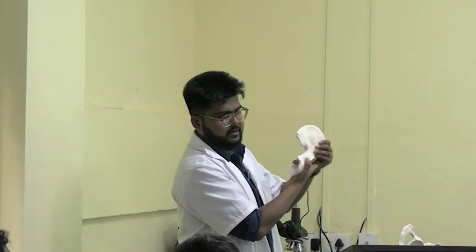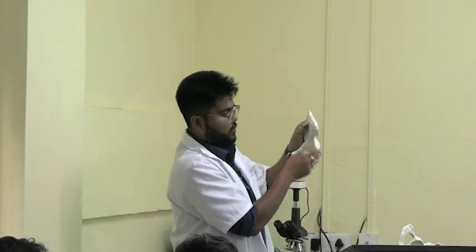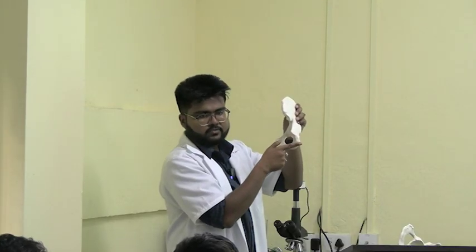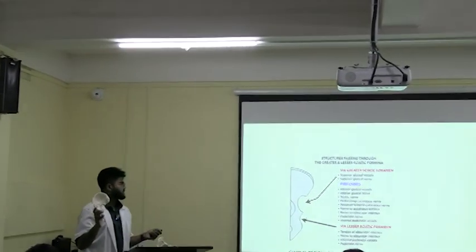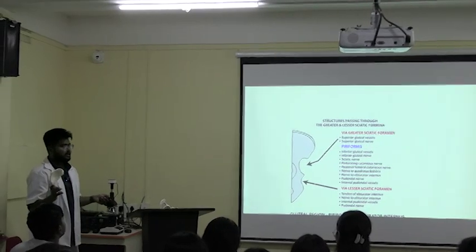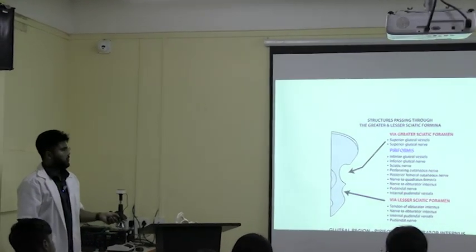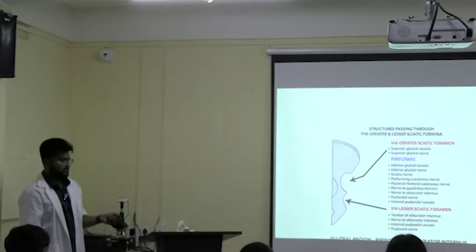So this ischial spine divides the posterior part of the ilium into two notch-like structures. One is called the greater sciatic notch, another is the lesser sciatic notch. So you can see here in the greater sciatic notch important structures are present. If someone gets a hip bone with this structure, they will definitely ask: what are the contents of the greater sciatic notch, and what are the contents of the lesser sciatic notch.